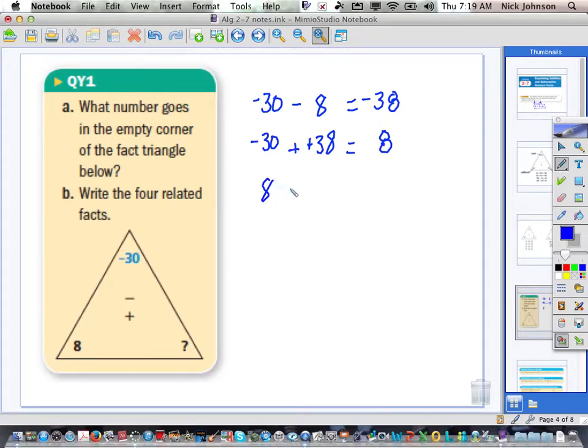Let's try it this way, going this way. 8 plus a negative 38. Does that equal a negative 30? Signs are opposite, so you subtract. 38 minus 8 is 30. Sign of the bigger number is a negative, so you put on a negative. The last way is a negative 38 plus 8 is equal to a negative 30. Same process. Signs are different, so you subtract. Gives me 30. Sign of the bigger number is a negative.